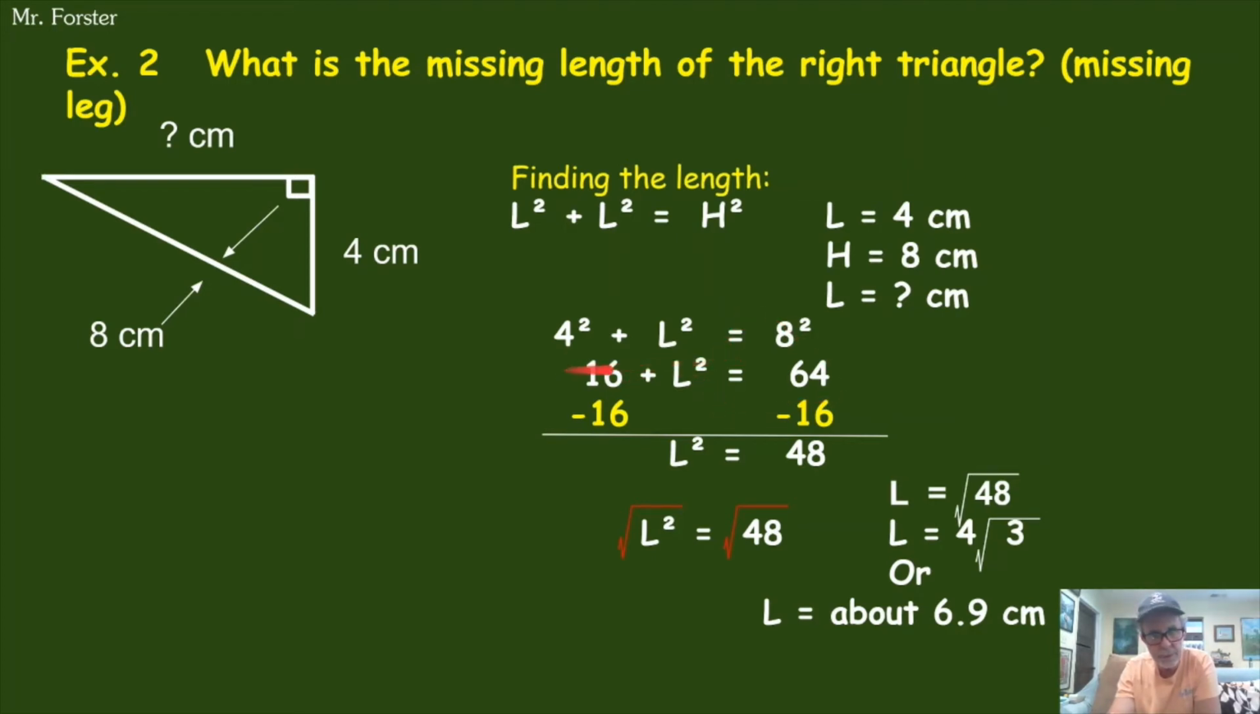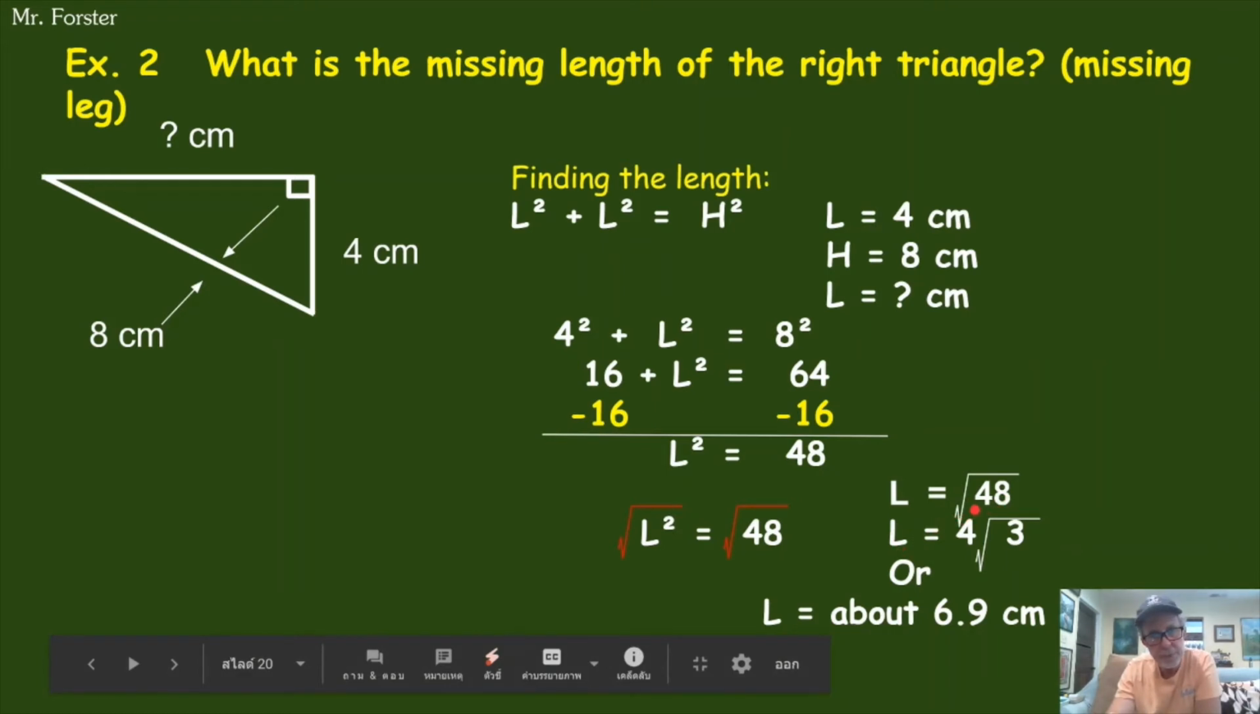And now if you see, we have an equation forming here. So I have L squared equals 48. Again, I don't want to know what the area of that square is. I want to know what the length of this side is, this leg. And so I'm going to take the square root of both sides. And the square root of 48 is the answer. That's the length.